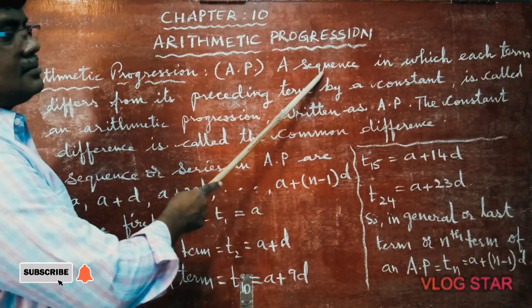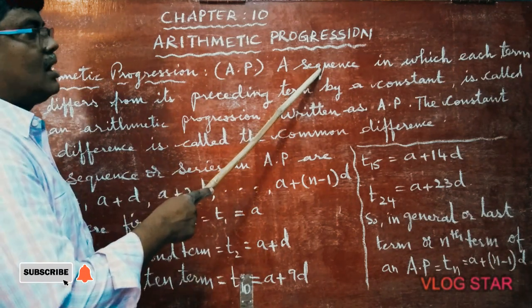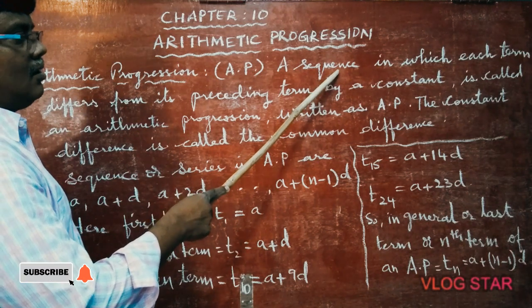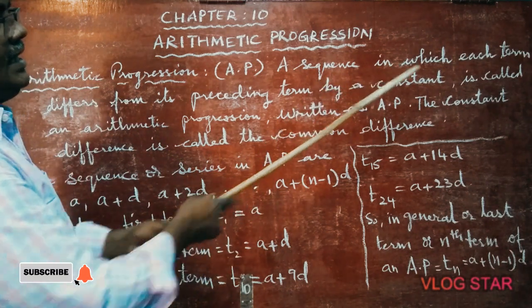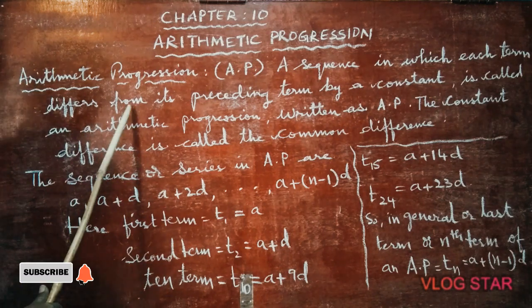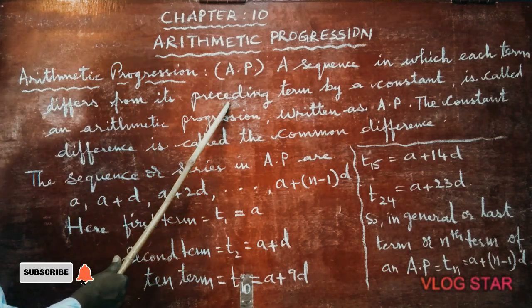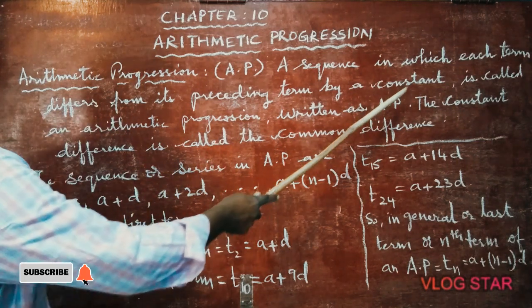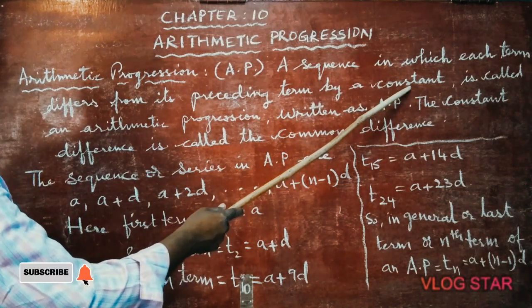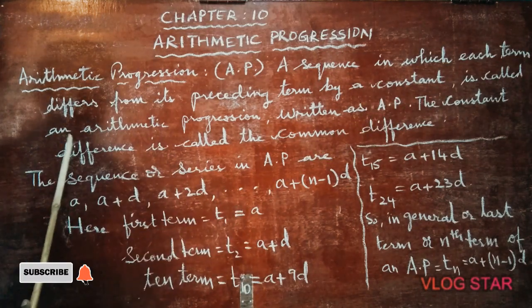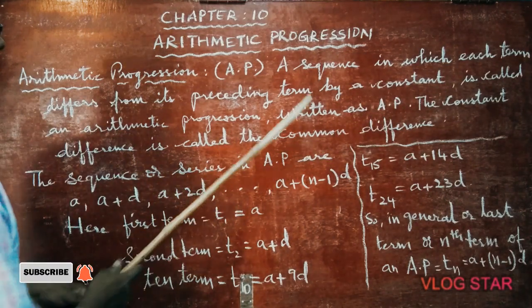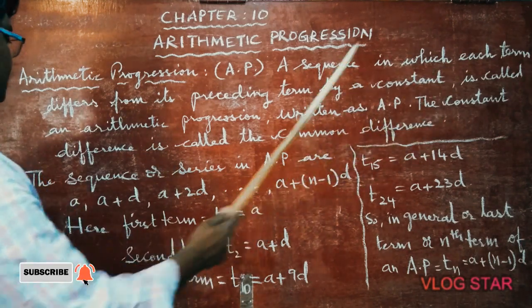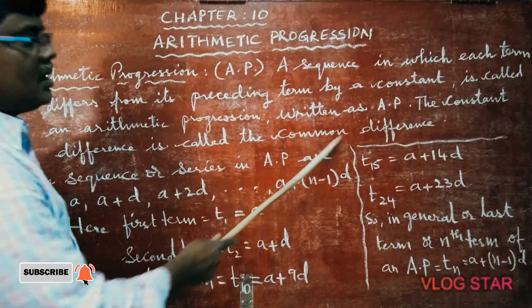A sequence, series or numbers. This is the meaning. Sequence, series or numbers in which each term differs from its preceding term. Preceding means the before term by a constant difference. Constant difference is called an arithmetic progression, written as AP. The constant difference is called common difference.